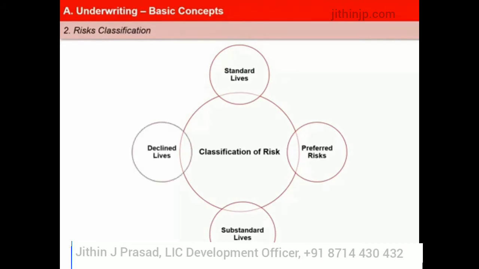And fourth is declined lives. These are the ones whose impairments and anticipated extra mortality are so great that they cannot be provided with insurance coverage at an affordable cost.